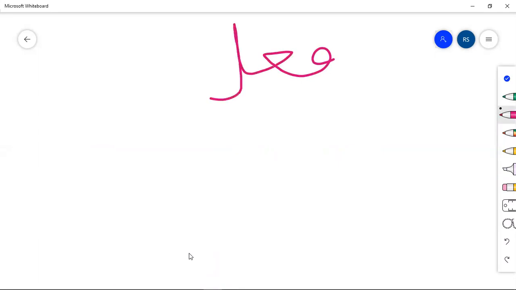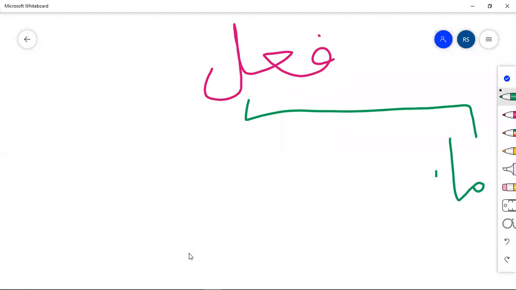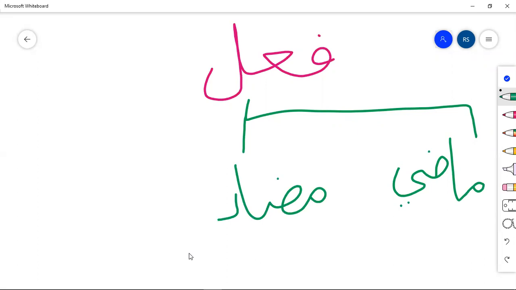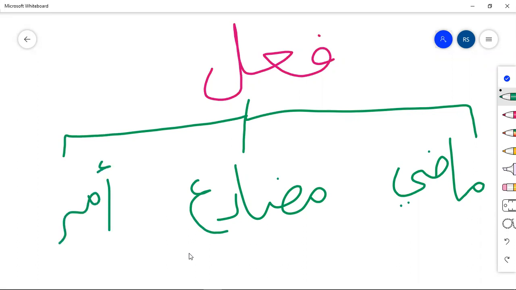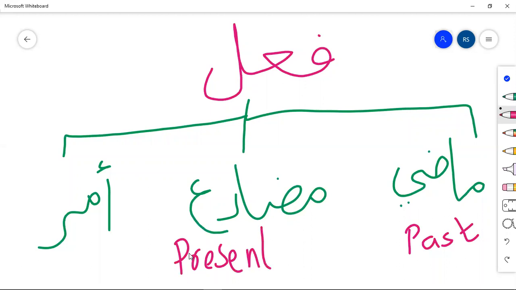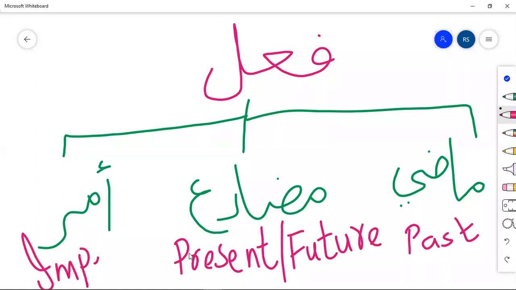The types of verbs: first one is fi'l madi, which means past tense. Second one is fi'l mudari', which means present and future, and third one is fi'l amr, which is called imperative. Past, present, and future. Then amr is imperative.